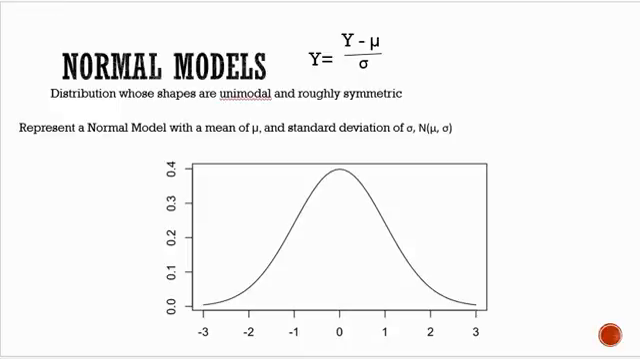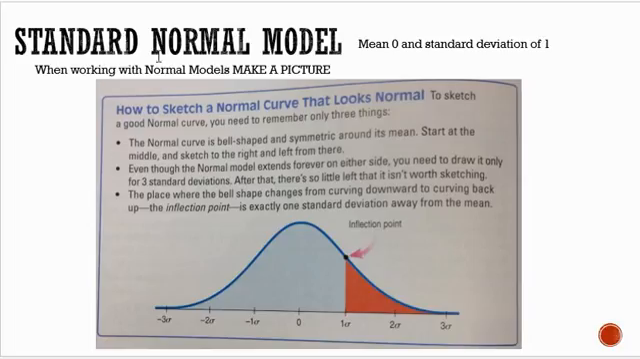Normal models. It's a distribution whose shape is unimodal and roughly symmetric. You represent a normal model with a mean of your Greek mu and a standard deviation of your Greek sigma. It would look similar to this. Your standard normal model has a mean of 0 and a standard deviation of 1. When you're working with a normal model, make a picture. Always make a picture. Even statisticians make a sketch, so should you.